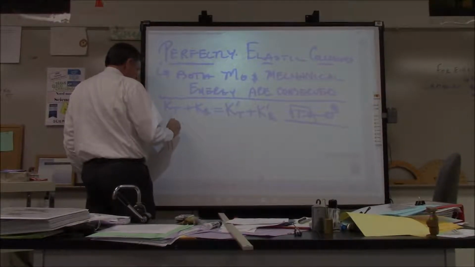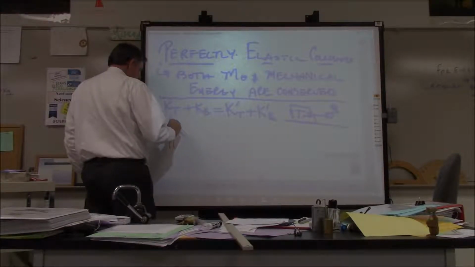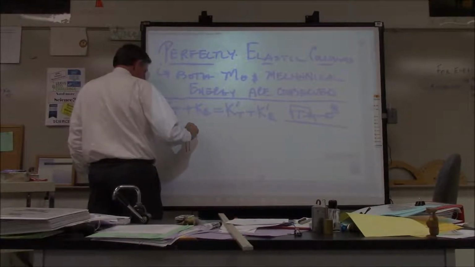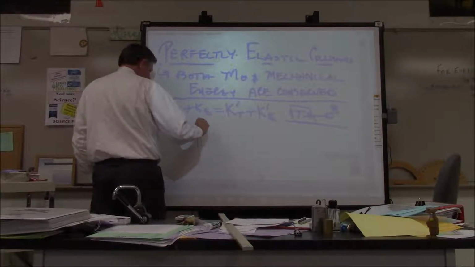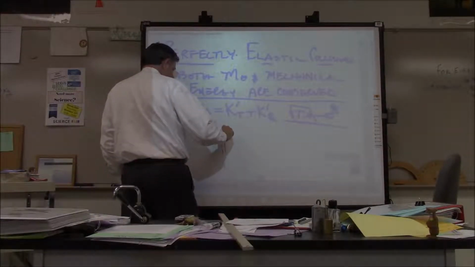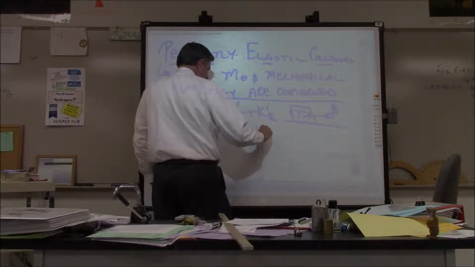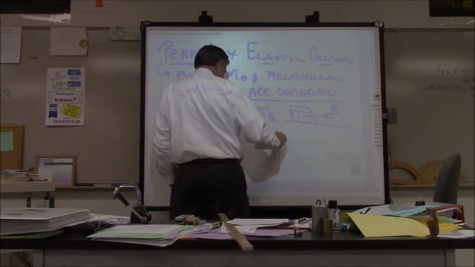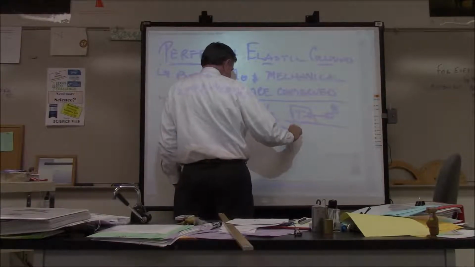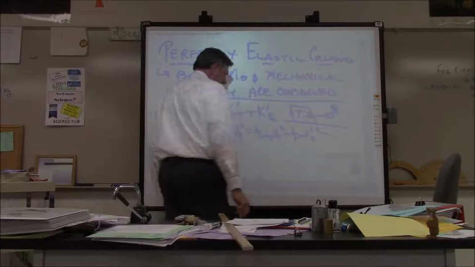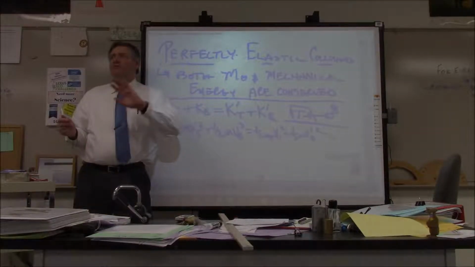So this is why this gets real complicated. Because then you've got 1/2 mass velocity of the target squared plus 1/2 mass velocity of the bullet squared equals 1/2 mass of the target times the new velocity of the target squared plus 1/2 mass new velocity of the bullet squared. So you've got all of this stuff to worry about.